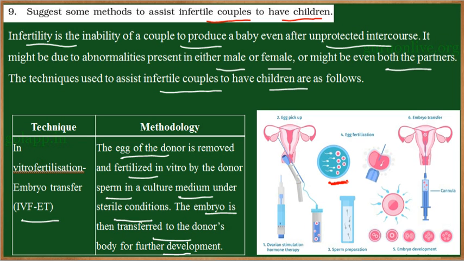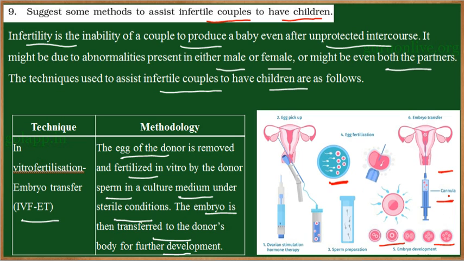So here you can observe the gametes are collected from both the parents. Fertilization occurs in the test tube. They are allowed to grow further, and these embryos during the 8 cell to 16 cell stage are collected and transferred into the uterus for further development. So this is called IVF and ET.